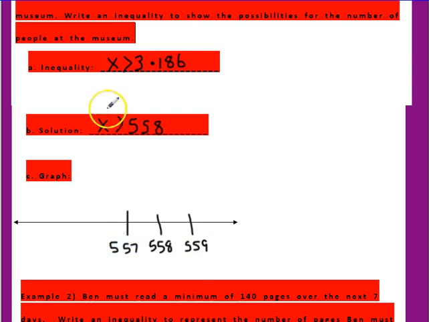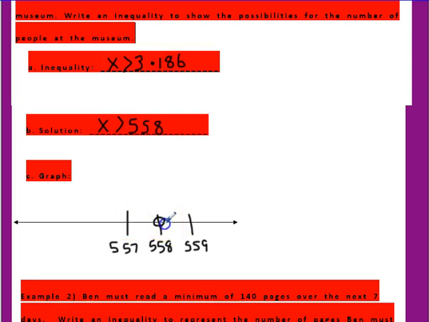Okay. Could x be 558? No, it can't. So we're going to circle 558 because that number is important, but we're going to leave that circle open so that people don't think 558 could be the answer, because we know that the number of people that are there now are greater than 558. So which numbers are greater than 558? Is 557 greater than 558? No, then we don't want to go that way.